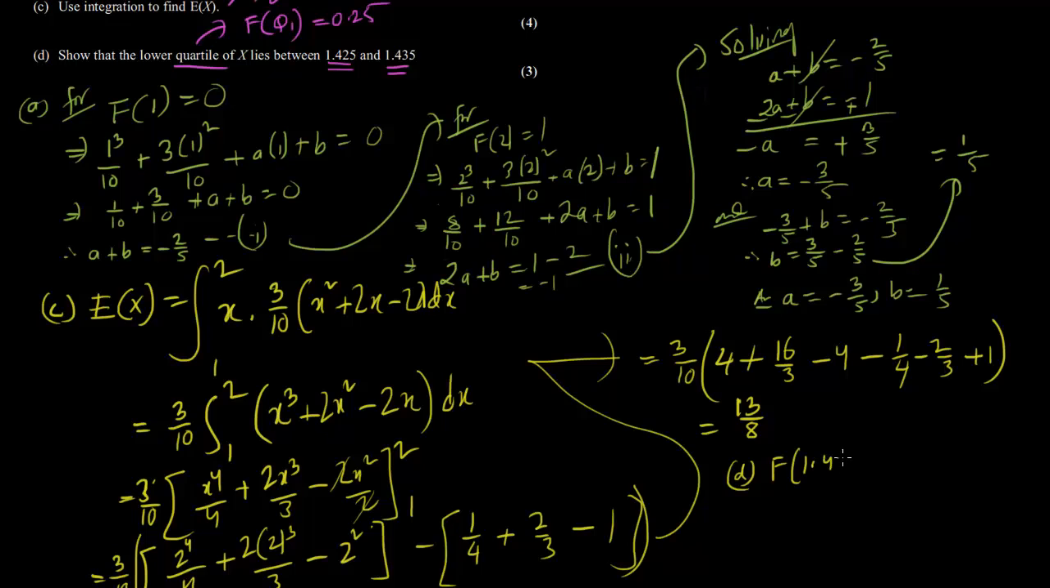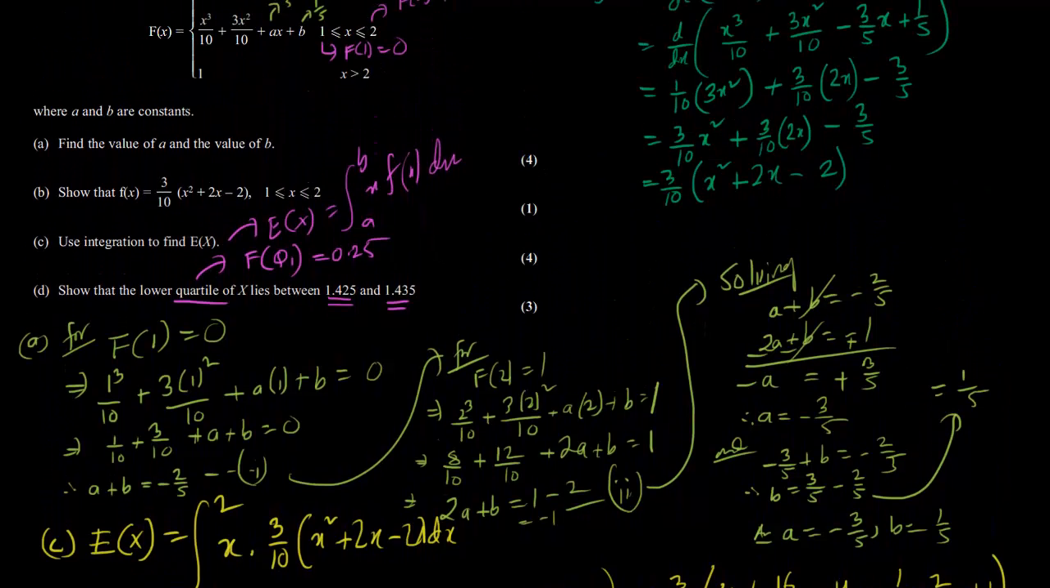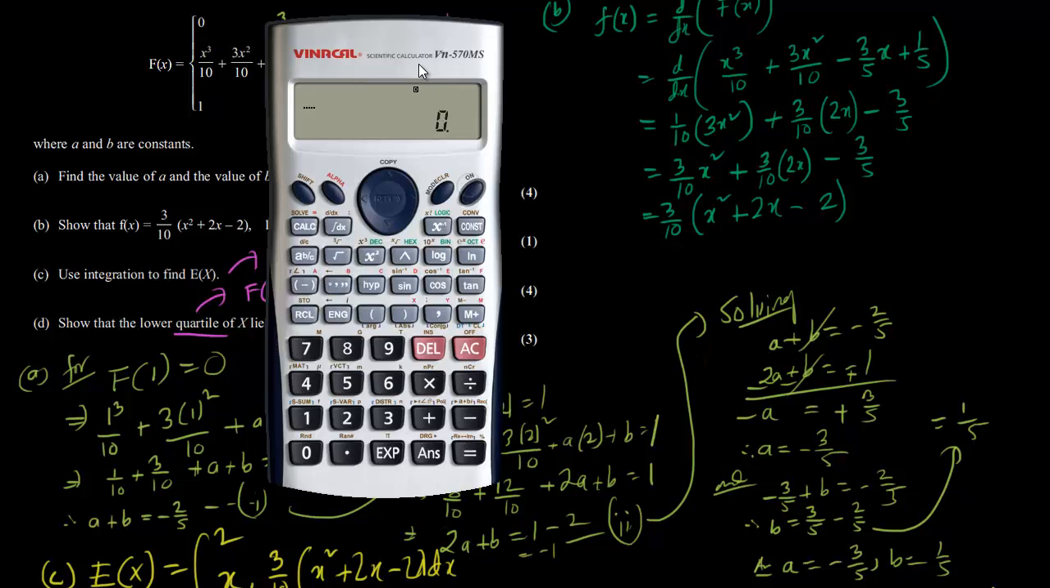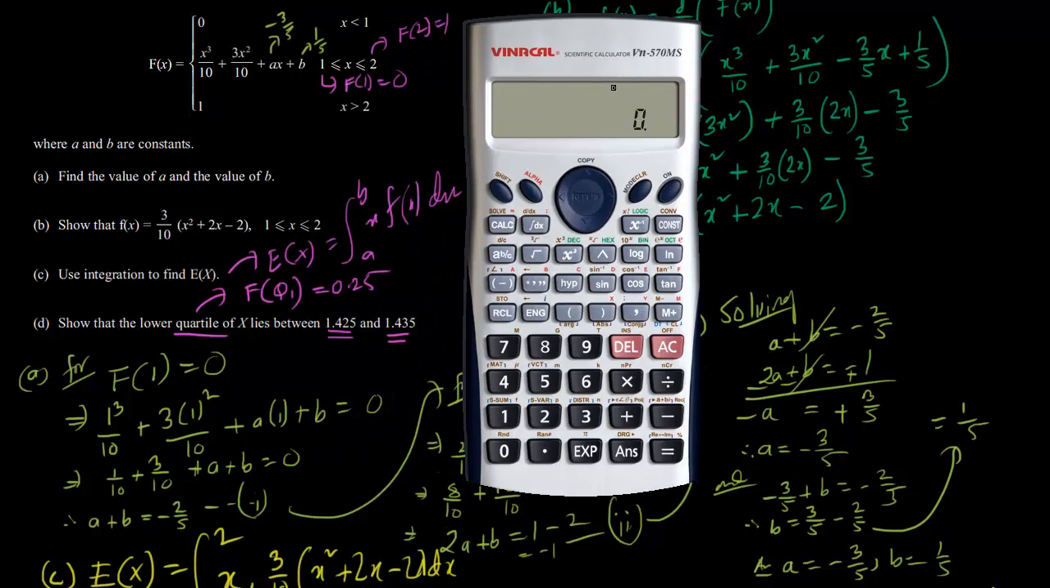So we have question number D. F(1.425) equals to what? And we have F(1.435) equals to what? So let's plug it in. We have to plug this in this expression. So let's do that. This is going to be a bit tricky because the calculator doesn't understand division very well. So what we want to do is do the calculation very carefully.